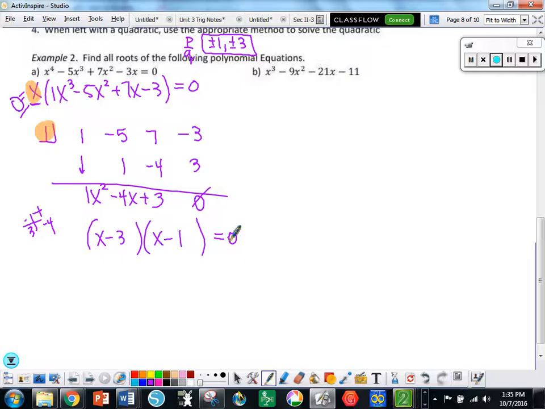Okay, so let's list all of our zeros now. X equals, it doesn't matter the order, from right here, x equals 0. From right here, x equals 1. From right here, x equals 3. And from right here, x equals 1.